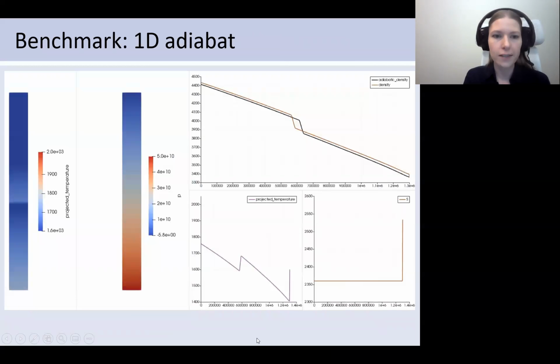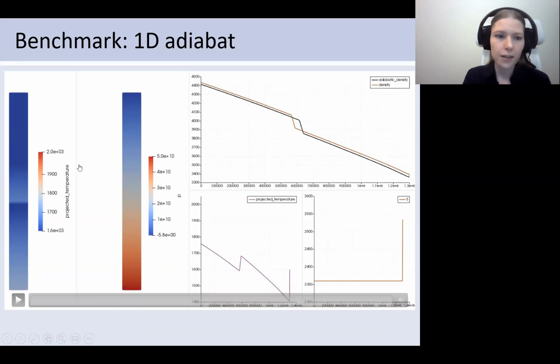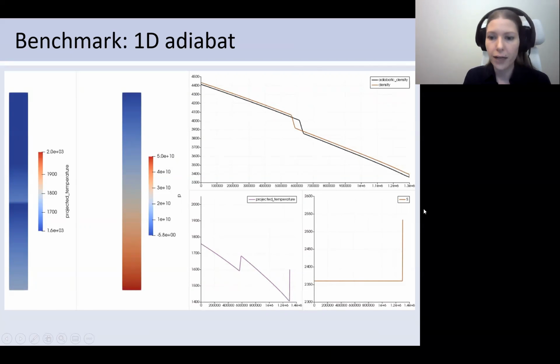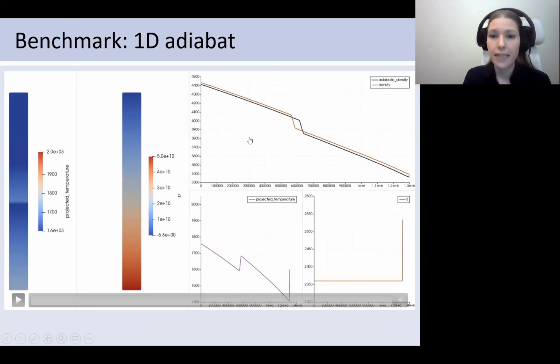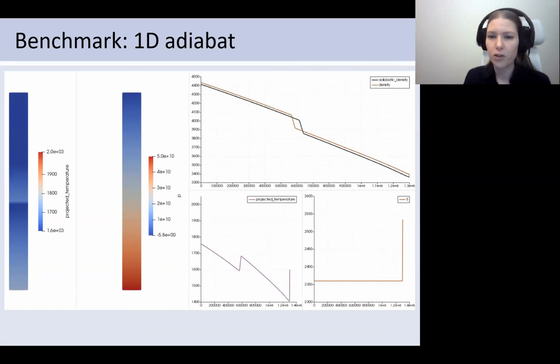We can also look at the benchmark scenario for this new method. So what we see here is a 1D adiabat, where we test if we get the correct adiabatic temperature in the end. On the left is shown the model setup in temperature and pressure, and on the right we see the density, the temperature, and the entropy and how they evolve over time. And specifically for the density, the black profile shows the reference profile, so the profile the model should have at the end.